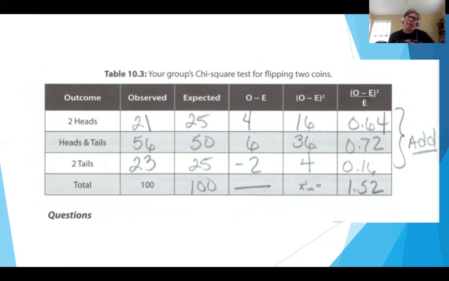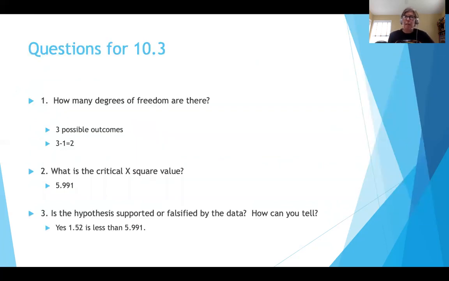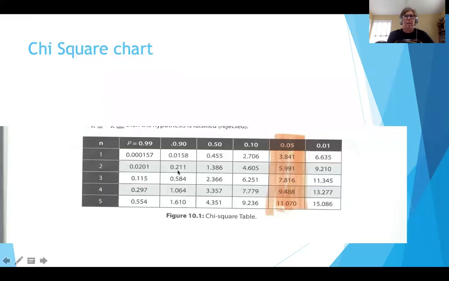And then we're going to ask the same questions. How many degrees of freedom are there? Well, we had 3 possible outcomes, so 3 minus 1 gives me 2. Look in that table. When I look up in that table, my critical chi-square value, let's put that table up real quick. So my n is 2, so I'm going to go across here. So 5.991 is my critical chi-square value.